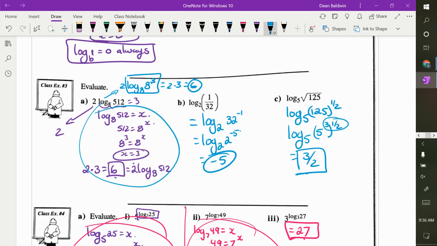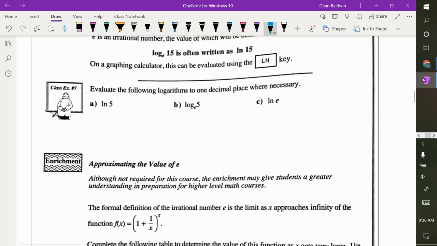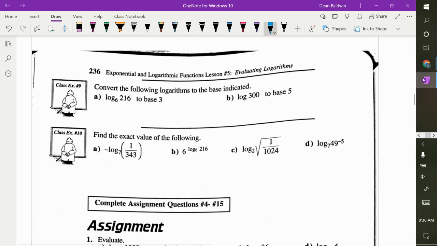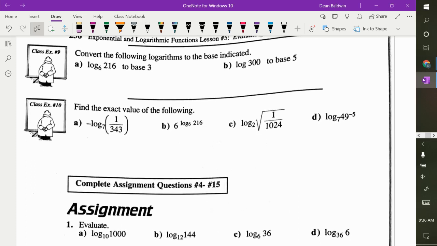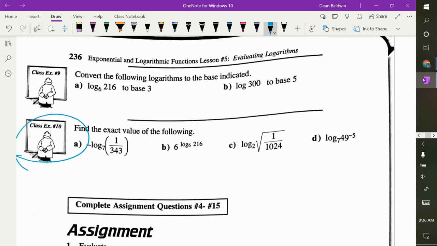All right, we're going to do a couple more. So I'm going to need you to skip to page something. This page, 236. Page 236. We're just going to do these ones.